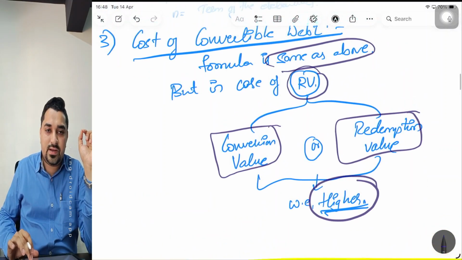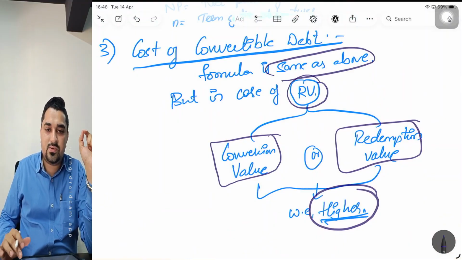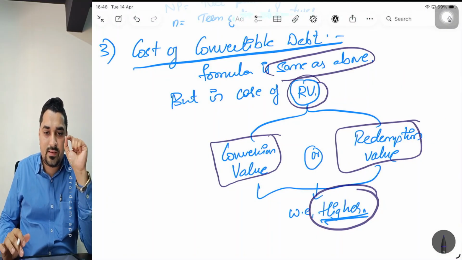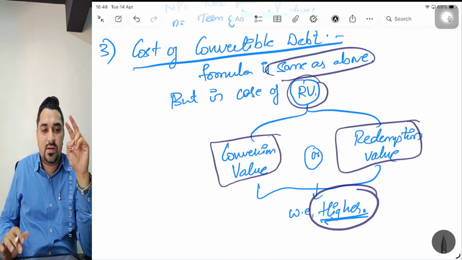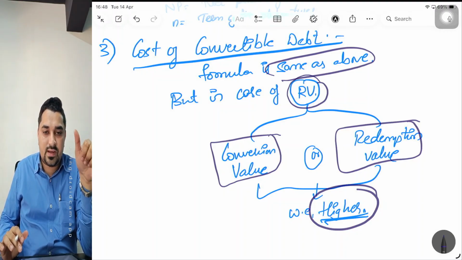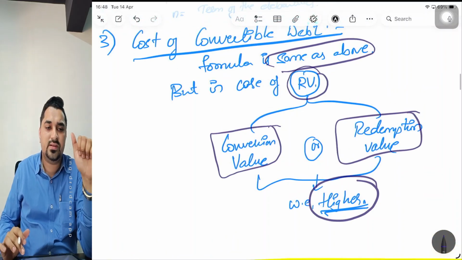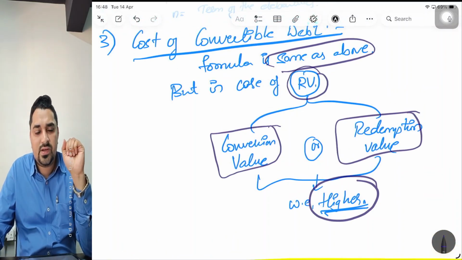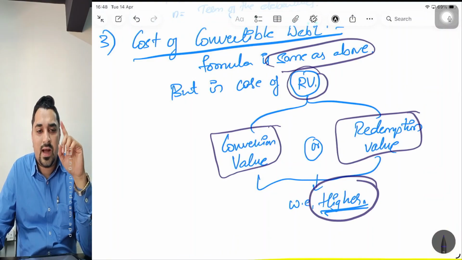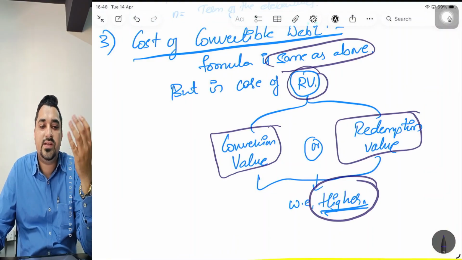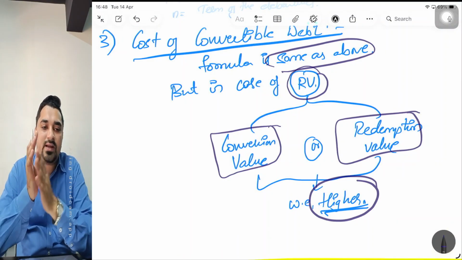So how do you calculate cost of convertible debt? KD equal to, it's the same formula. In place of RV, you should calculate two amounts. One is the conversion value, one is the redemption value. Whichever is higher, you need to take. Sir, what do you mean by conversion value? Conversion value means after 5 years, against one debenture, how many equity shares are you paying him? So that is called a conversion value.